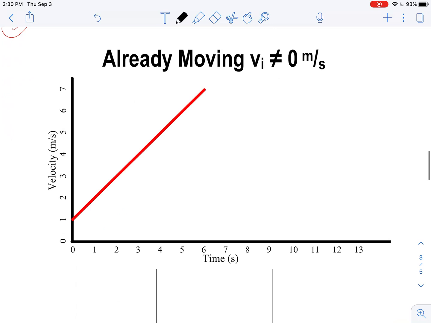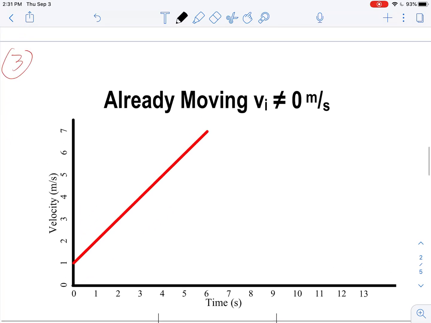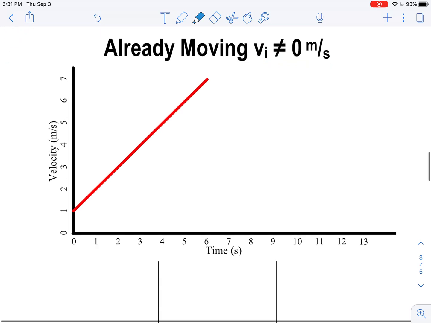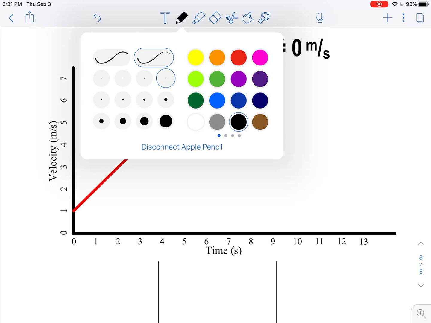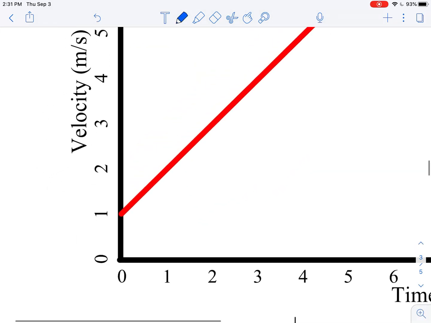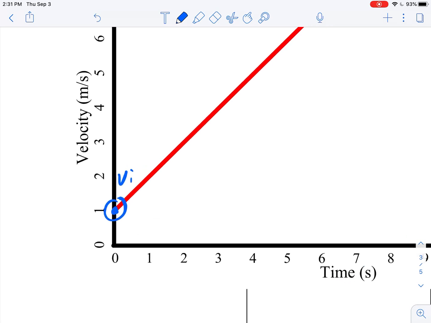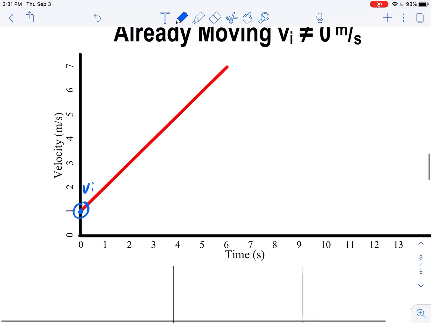And so I have another case. If I scroll on to page number 3, this is a case where the object, whatever it is that we're measuring, already has some velocity. What this says is VI does not equal 0. That just means that we have some kind of motion to begin with. And you can see here on the graph that the initial velocity, the first point that I see right here at VI, has a value of 1 meter per second. So whatever this is, it's moving at 1 meter per second.